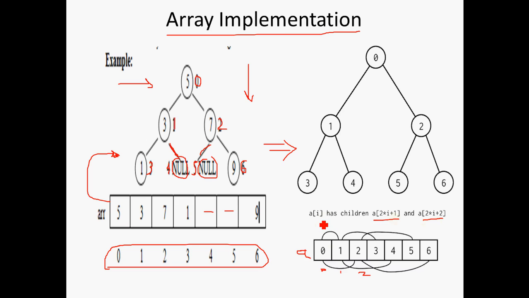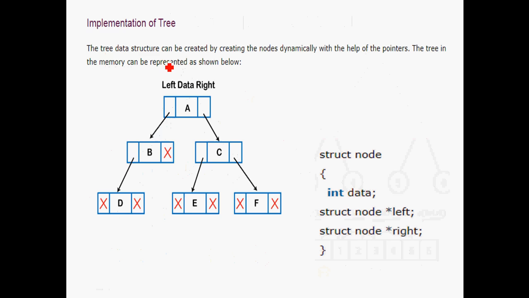So if A of i is a node, then its left child is at A of 2i plus 1, and the right child is at A of 2i plus 2. So if i is 0, then the first child is nothing but A of 1. This will be the first child, and if you put 0 here, A of 2 will be the right child. So for A of 0, A of 1 is the left child and A of 2 is the right child.